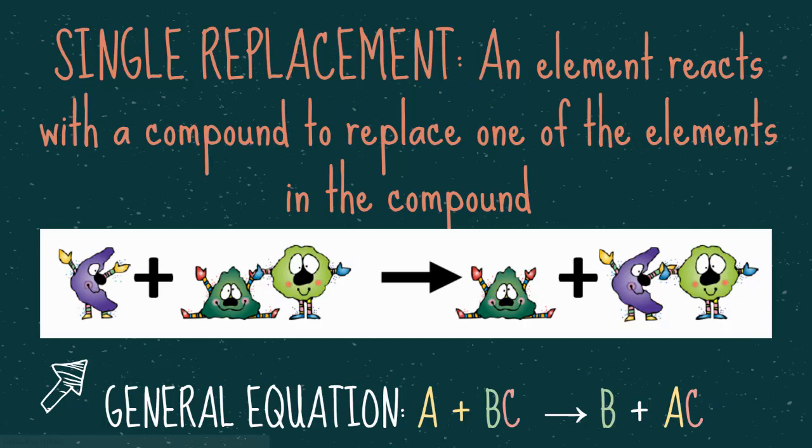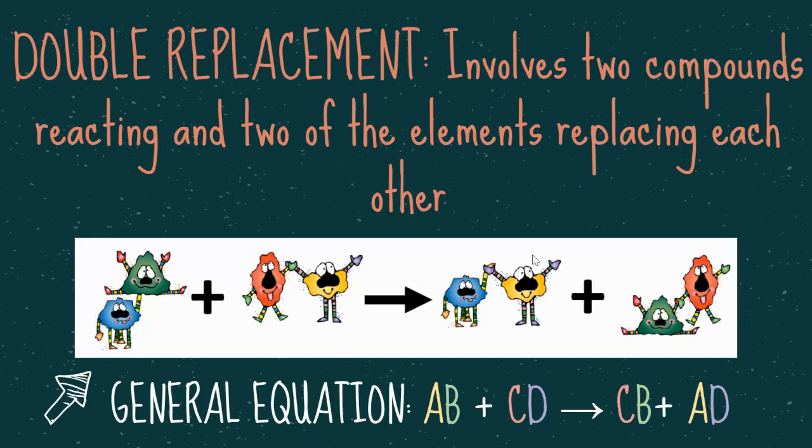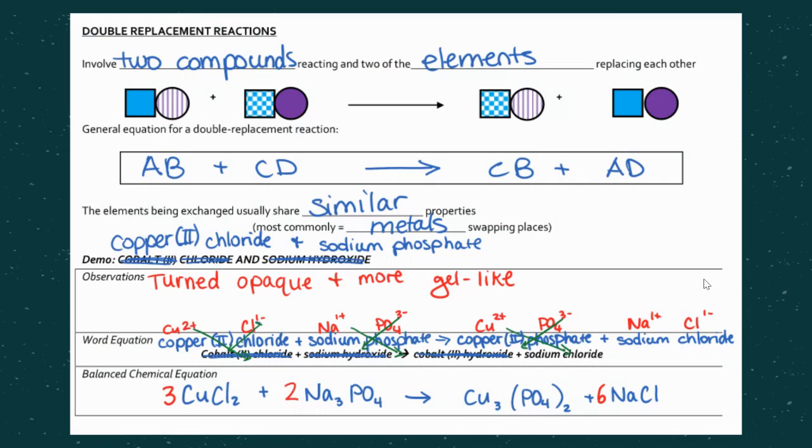In the previous one, we had a single element with a compound. Now we have 2 compounds and 2 compounds, and there's been the swaps. An example of a double replacement reaction is copper(II) chloride and sodium phosphate. And we'll watch the video first, and then we'll talk about it.